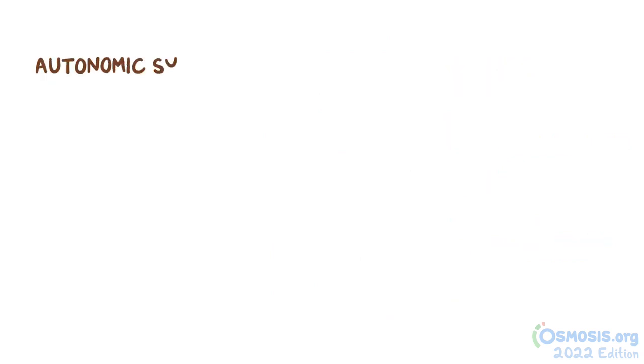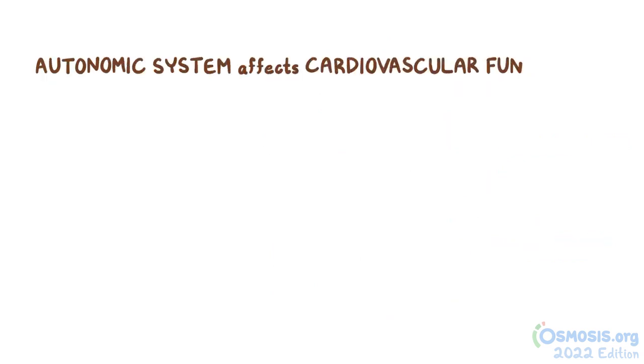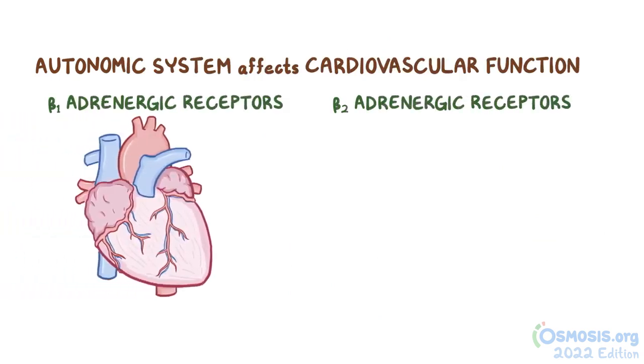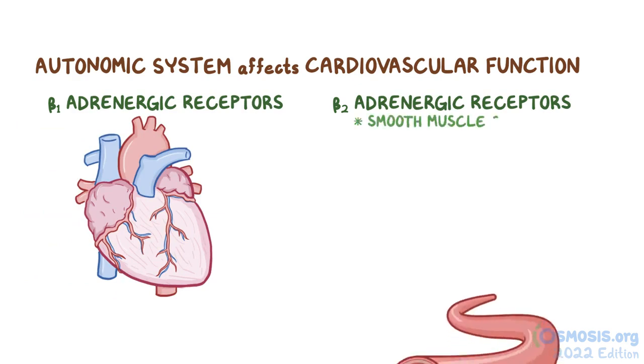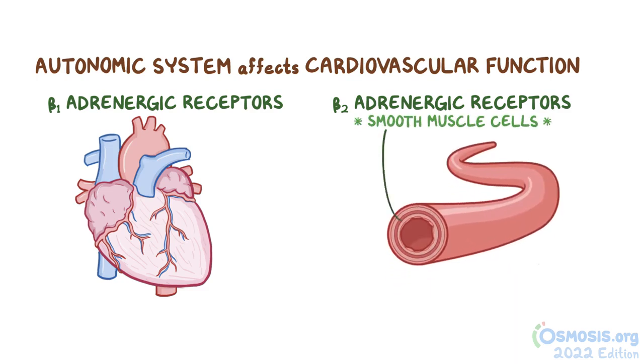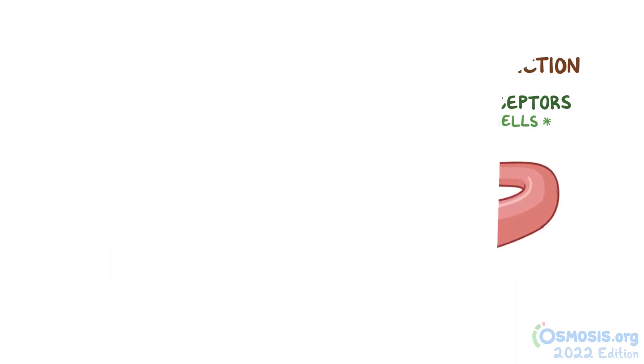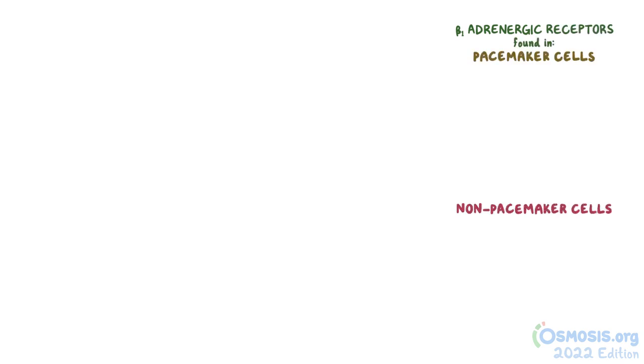Now, the autonomic system can also affect cardiovascular function via beta-1 and beta-2 adrenergic receptors. In the heart, the predominant subtype is beta-1, while beta-2 adrenergic receptors are primarily found on smooth muscle cells, for example, inside blood vessels. Now, in the heart, beta-1 adrenergic receptors are found on both pacemaker cells and non-pacemaker cells.